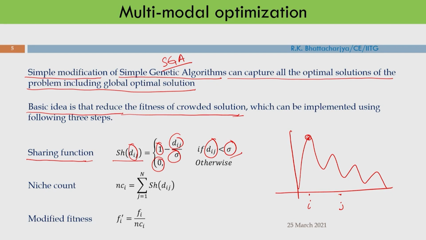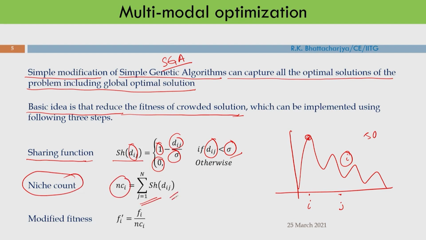Suppose I have a total of 50 solutions, and I have taken a particular solution i. For this solution, I will calculate the distance to all these 50 solutions. Once I get the distances, I can calculate the sharing function values, and I can say whether this solution is crowded or not crowded. After that, I calculate the niche count. What is the niche count? Niche count is nothing but the summation of all these sharing function values.